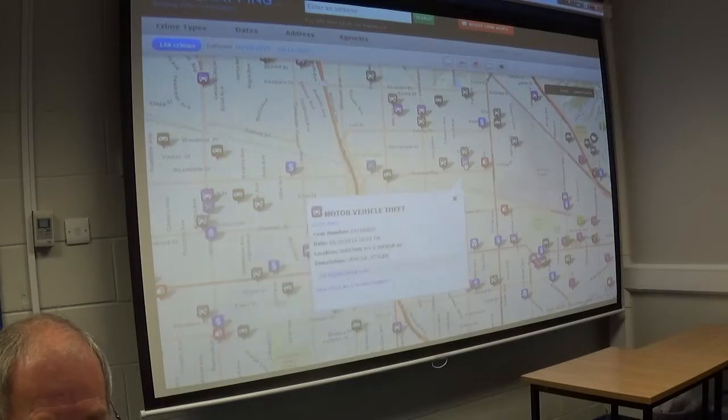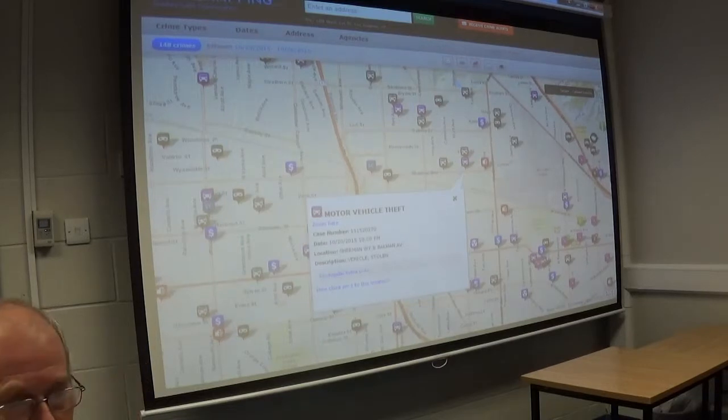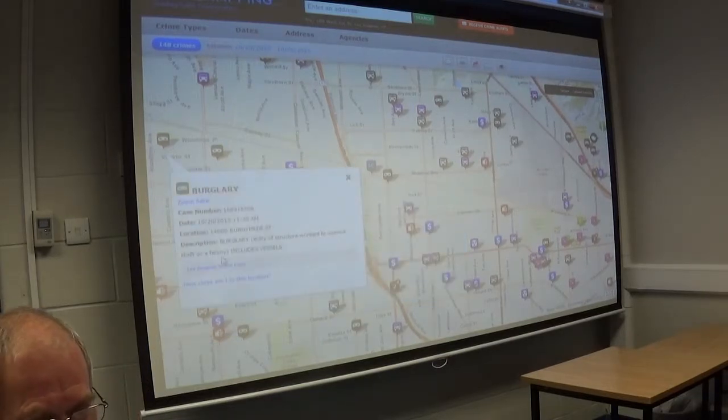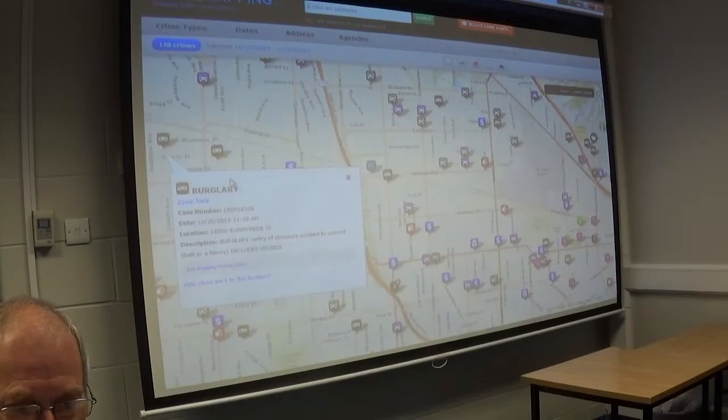Okay, what else have we got? Motor vehicle theft here, 20th of October, vehicle stolen. Okay. Burglary here. Oh, I can see now what that means. It's a mask for a burglary. Okay, just realised what that was about.